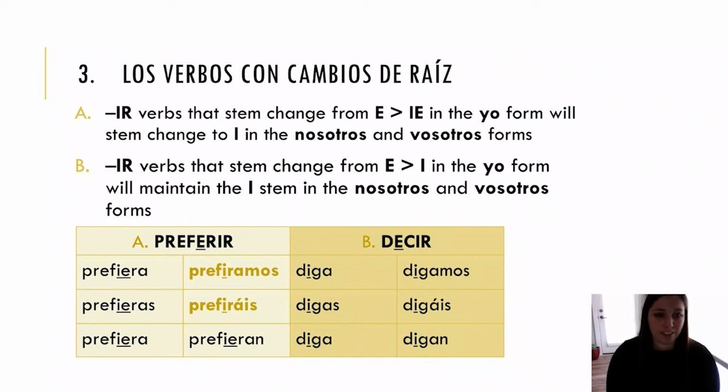Part B here says that IR verbs that stem change from E to I in the yo form will maintain that I stem in the nosotros and vosotros forms. So it's looking the same all across the board here. Decir, I've underlined the E for you. It stem changes to I and it stays that way. Diga, digas, diga, digamos, etc.